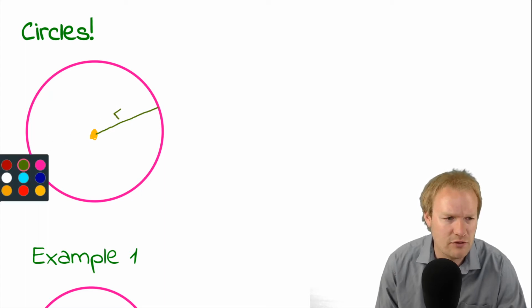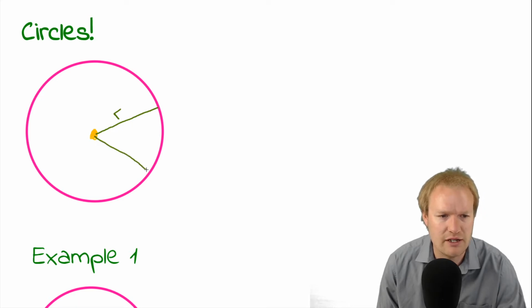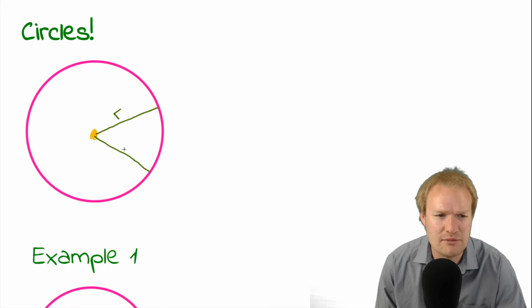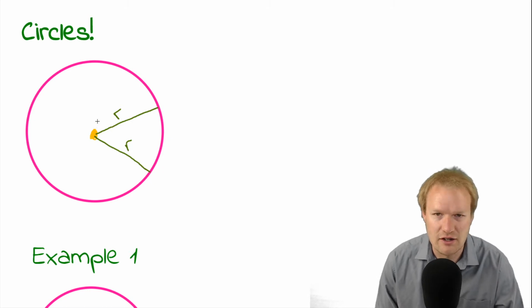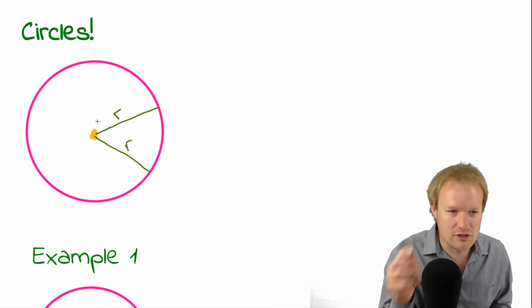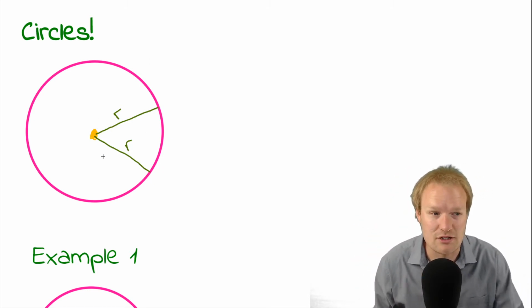And what happens if we went from the center to the circumference over here, say? Well, it's still the same distance, and that's one of the things that makes circles so amazing: if you're at the center, it's the same no matter where you look to the circumference. It's always the same distance, r.